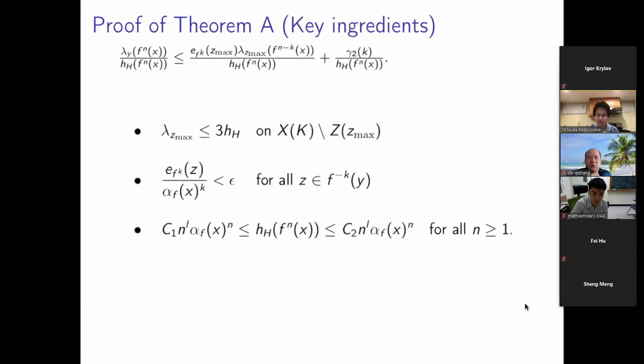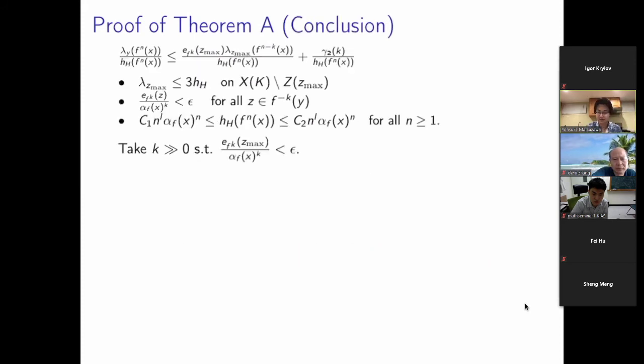Okay, so we have 3 ingredients here. The first is Roth's theorem. The second is the control of multiplicity due to Gignac and Favre, and the third is height growth due to Sano. Okay, so this is the inequality, and these are our 3 ingredients. So let's conclude our proof.